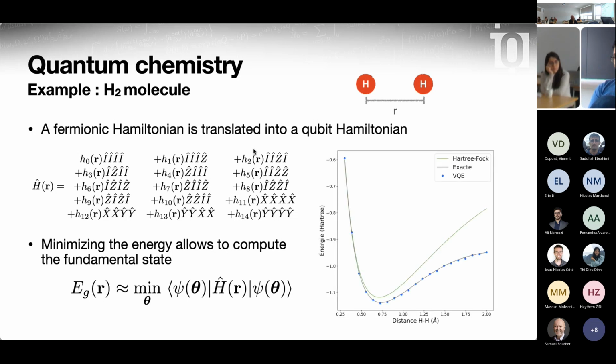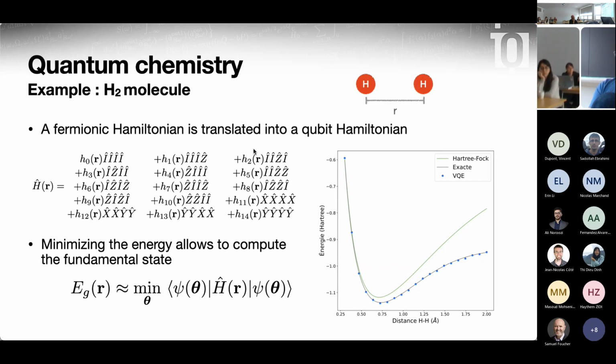And here is a result from a paper for this H2 molecule. Now, the green curve is the best classical approximation. So that means you use a classical computer to approximate the energy of the molecule. The gray curve is the exact solution. So this means you solve the equations, and this is what you should get. This is what the theory says. And the blue points, this is with VQE. VQE is variational quantum eigensolver. It's a variational algorithm that allows you to approximate energies of molecules, for example. And you can see that the blue points are very, very close to the exact solution.